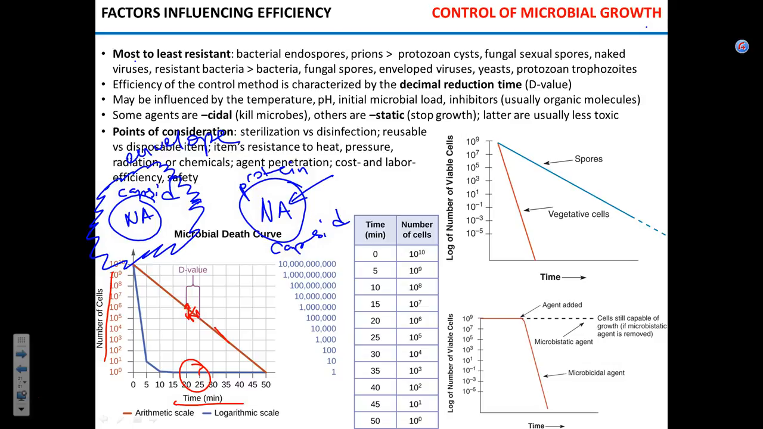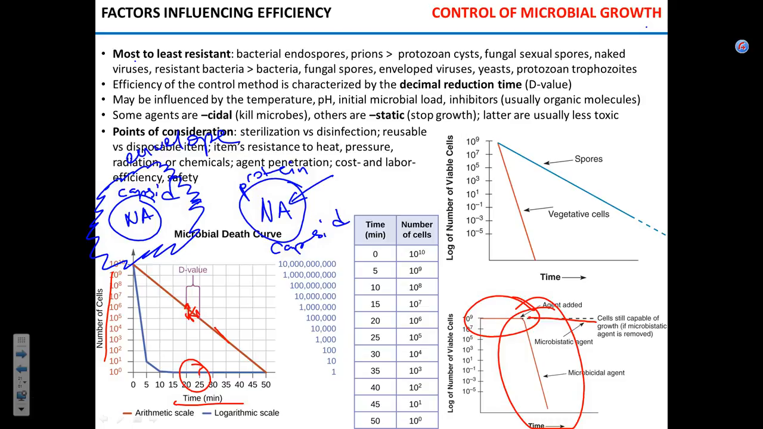Agents or methods can be cidal versus static. Microbicidal, sporicidal, virucidal, fungicidal, bacteriostatic, fungistatic. Cidal means killing. Static means stopping microbes from growth. You see that here. This is the static agent. Microbes don't grow anymore, but when you remove the agent, they will start back again. A cidal agent will kill the microbes. Reduce the number. Does that make sense?